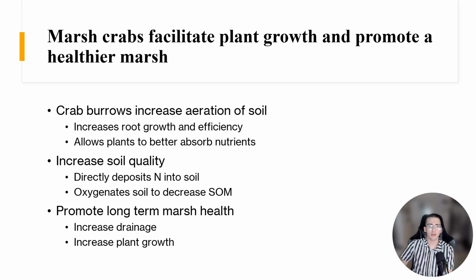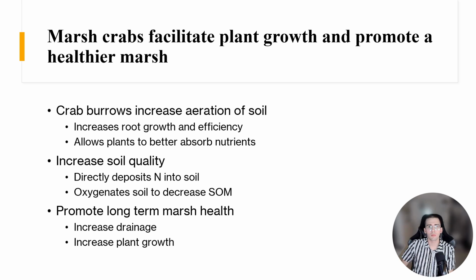These two studies help show the positive effects that crabs have on their ecosystems. They facilitate plant growth and promote a healthier marsh. They help facilitate plant growth by exposing more of the soil to the air when they burrow, increasing aeration of the soil. This helps boost root growth and efficiency, as seen in the second study. The increased redox potential of the soil allows plants to better absorb nutrients.